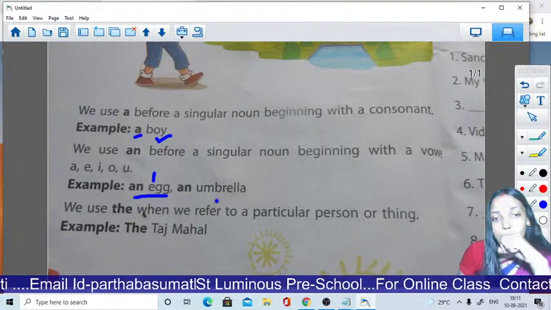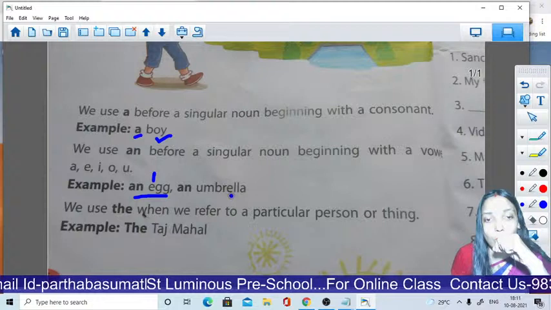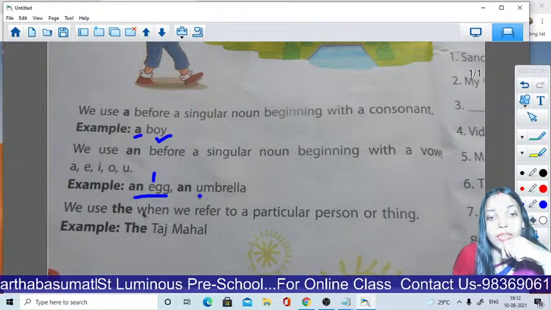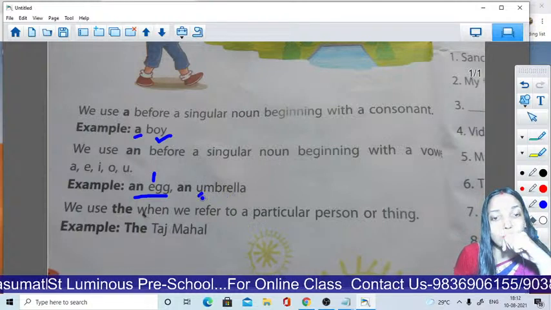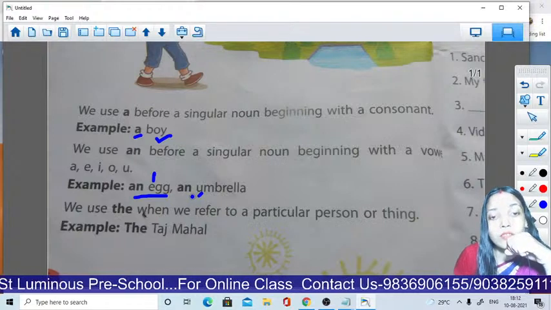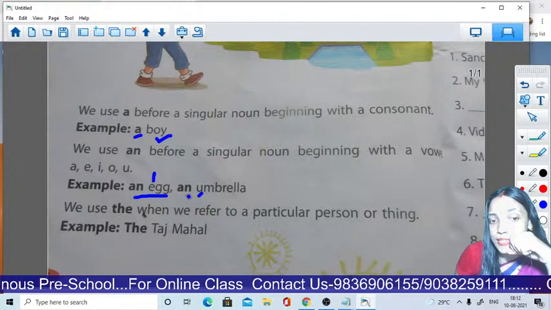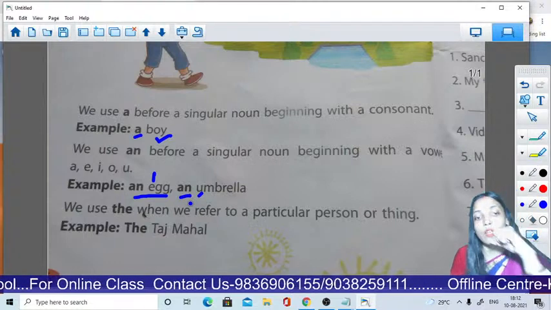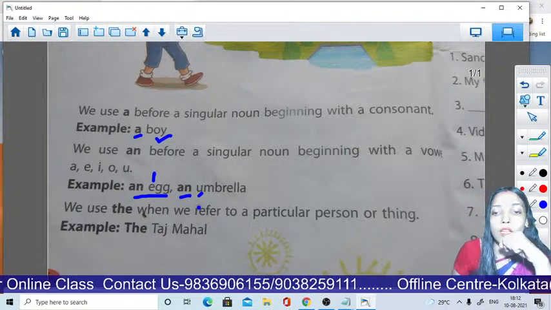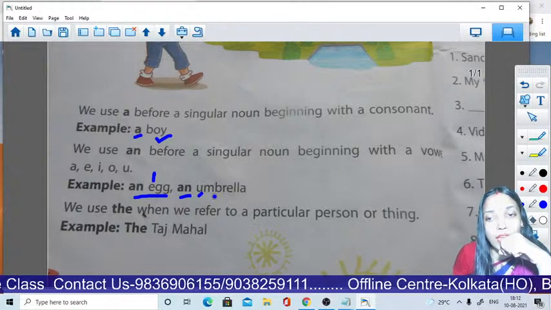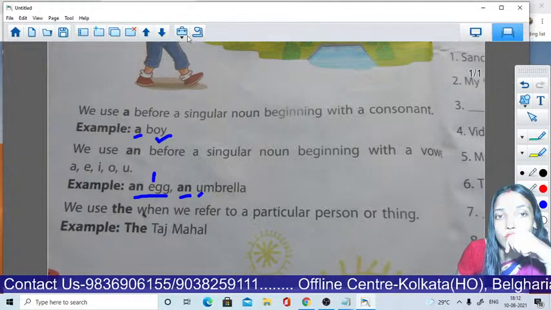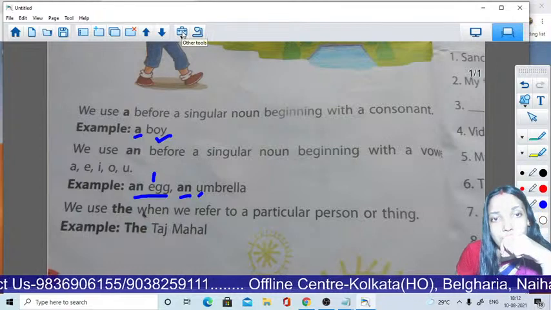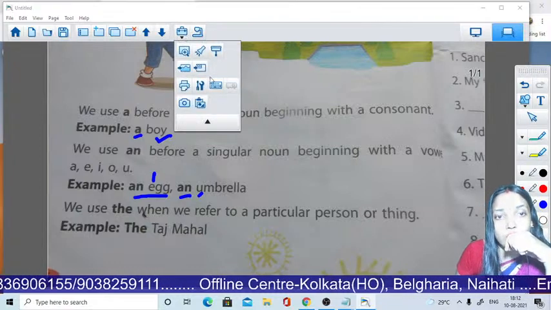Second example, an umbrella. Here, umbrella is singular noun and the beginning letter is U. U is vowel. So, what can I write here? An, not a. Okay, clear? I hope you all understand it. Now I want to show you some worksheet. Okay, so let's see.